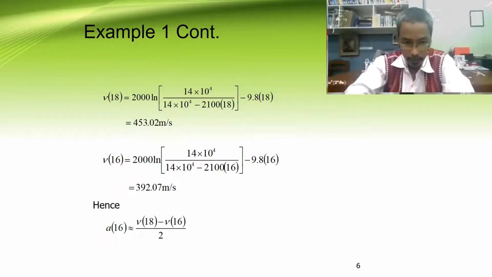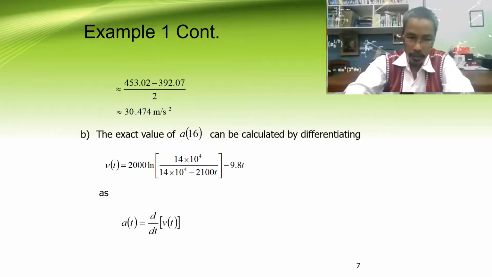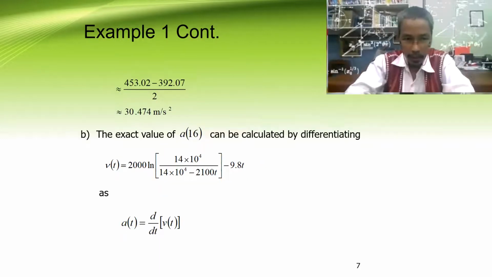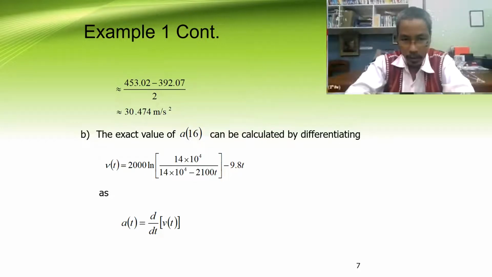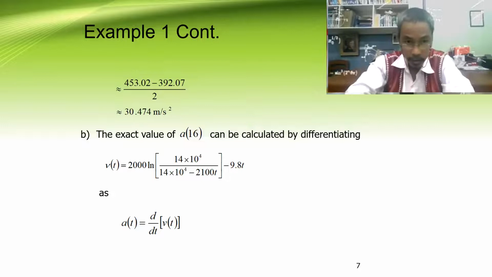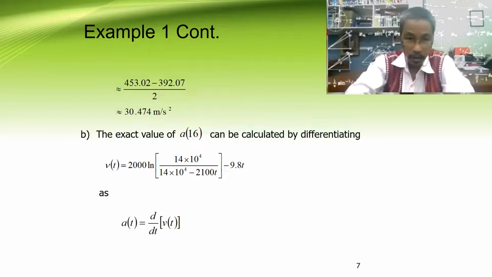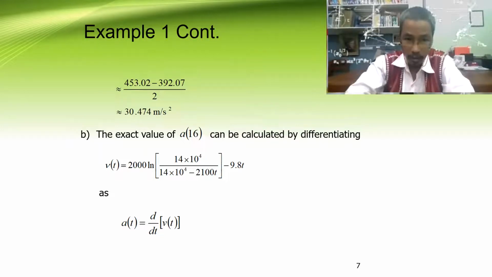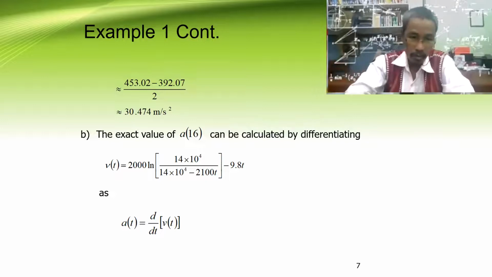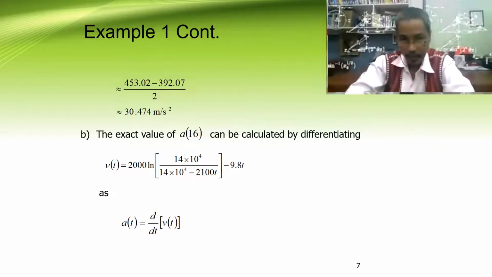And that is the velocity at 18 minus the velocity at 16, divided by 2. So just do it. 453.02 minus 392.07, divided by 2. And you will get what? 30.474 meters per second squared. Squared because it is what? Acceleration. So that is the acceleration. This is the acceleration at 16. Take note.